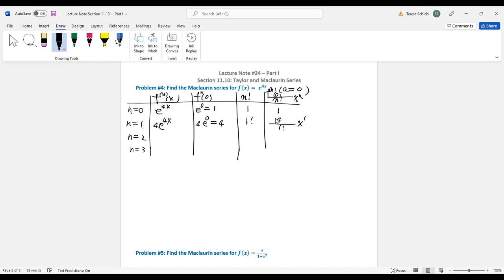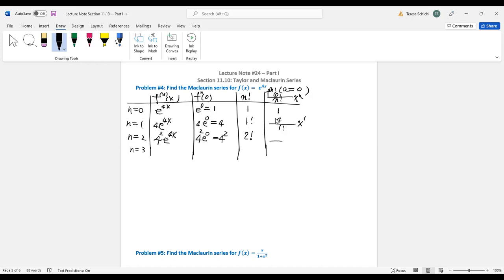Okay, let's do a few more terms so we'll be able to see the patterns here. If you take a look at the derivative again, it will be e to the 4x, right? But don't forget the chain rule again. So what do you have here? 4 squared. Then you substitute a equal to 0. So what do you have here? 4 squared. What is n factorial? 2 factorial. Oh, well, I see a pattern here.